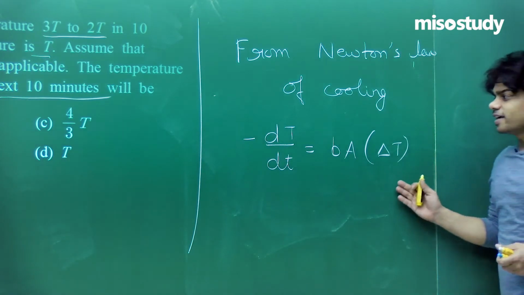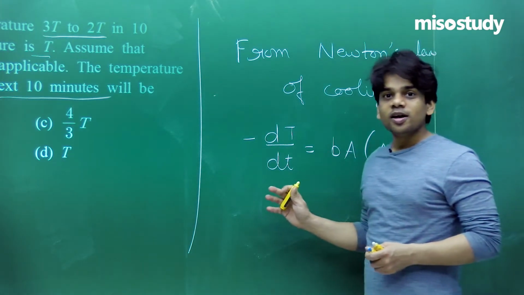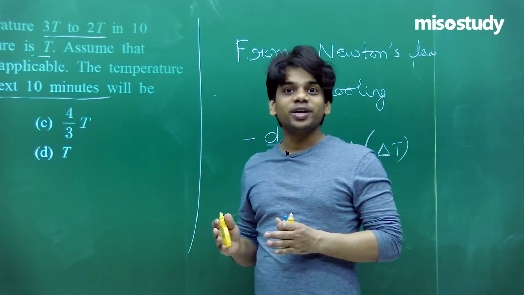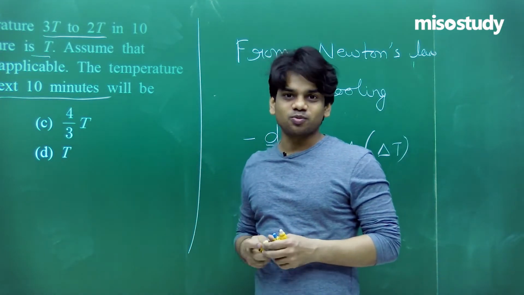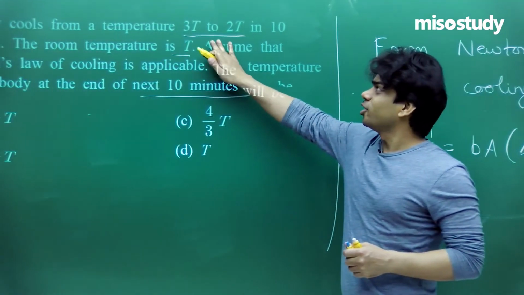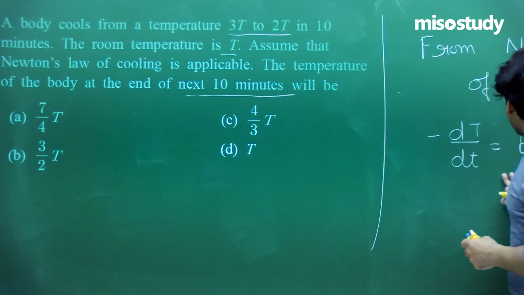Now in this case, this formula is only applicable when the difference in the temperature of the object and surrounding is small. But here nothing is given like that, it is 3T to 2T. So we cannot use this.